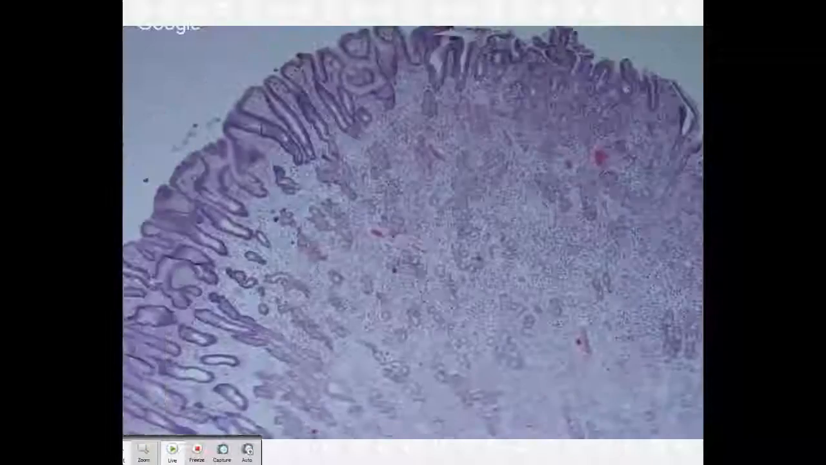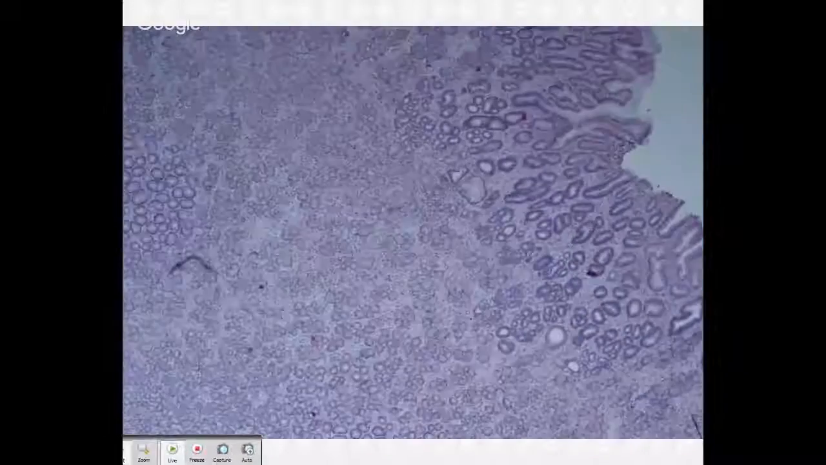Okay, so where are we? It's stomach, so it looks like antral mucosa. Yeah, so we're in the stomach, and you're right, we have this lesion. What strikes you about our lesion?